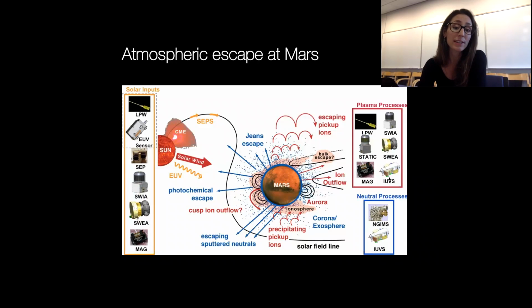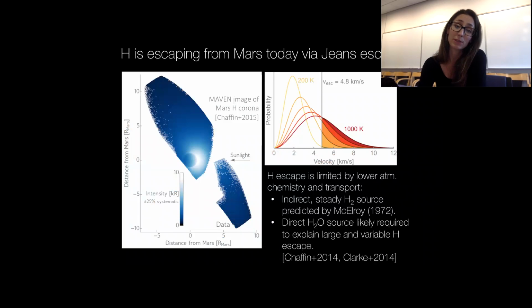We also have things like Jeans escape, pickup ion escape, photochemical escape, and sputtering, and we'll talk a little about that in a minute. The first thing we'll talk about is hydrogen escaping. Jeans escape is basically when a neutral has enough escape velocity, or escape energy, to escape the gravity of the planet, and it can just fly away.